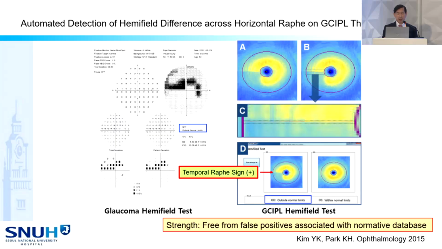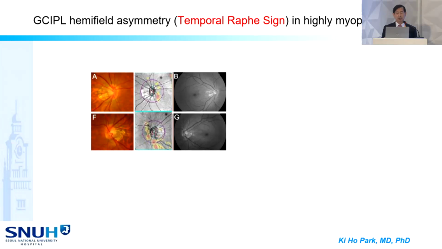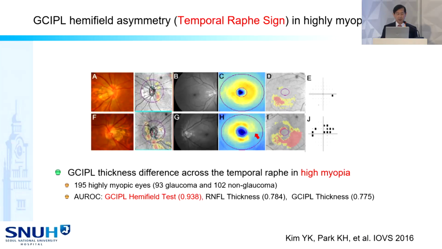So back to this slide. The strength of the temporal raphe sign is that it is free from false positives associated with the normative database, a poor normative database which does not include highly myopic eyes. Another study compared the temporal raphe sign in highly myopic eyes, including glaucoma and non-glaucoma cases, and the AUROC of the GC-IPL hemifield test was 0.938. It is better than average RNFL thickness and average GC-IPL thickness.